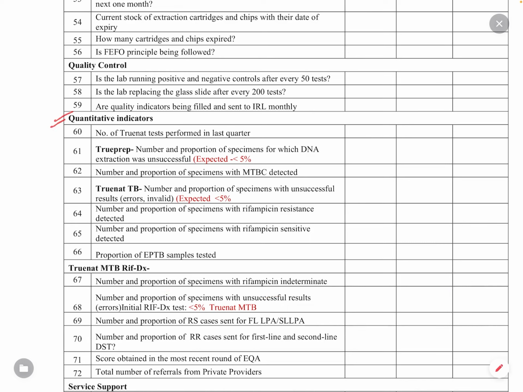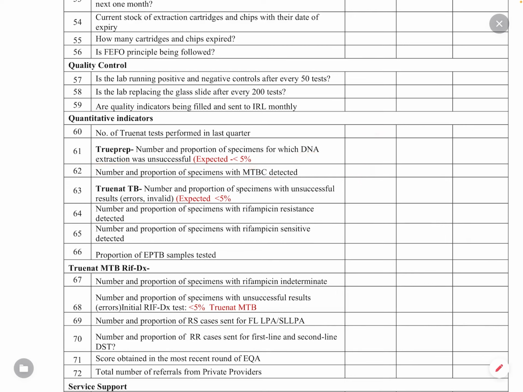Now quantitative indicators, that is how many were done and what is the problem, the numbers. So number of tests. Say just take the last quarter and see how many tests were done. Out of that, how many DNA extractions were unsuccessful? There is a limit, it is to be less than 5%. Number and proportion of MTB detected. For example, if you did 20 tests last quarter and got 5 MTB detected, you have to write 5 out of 20. Okay, so like that you have to write.